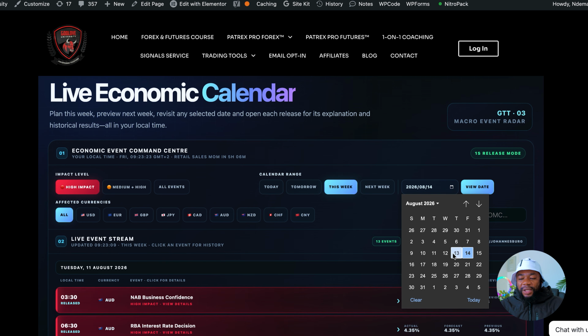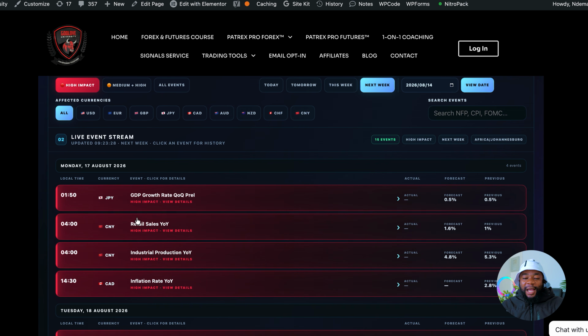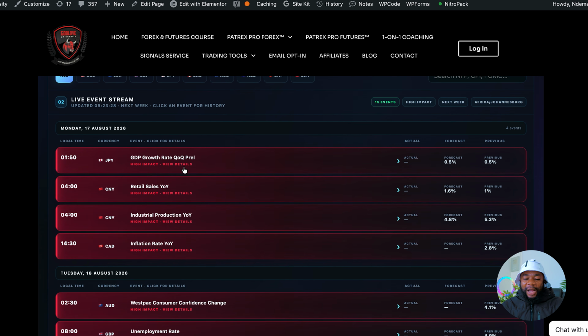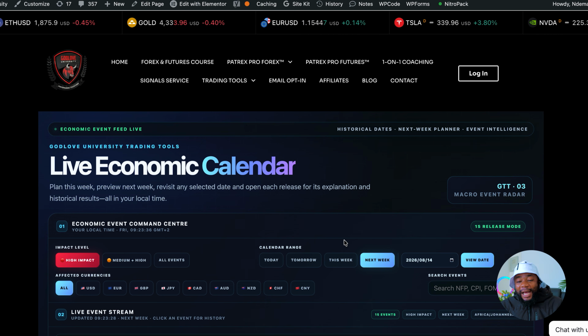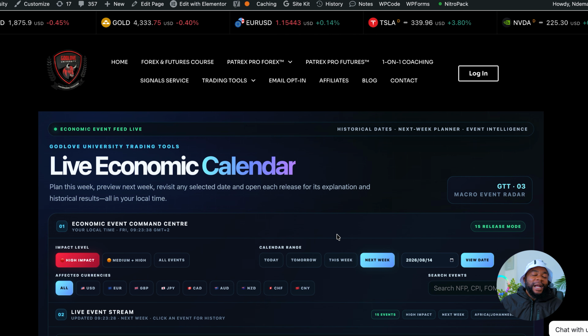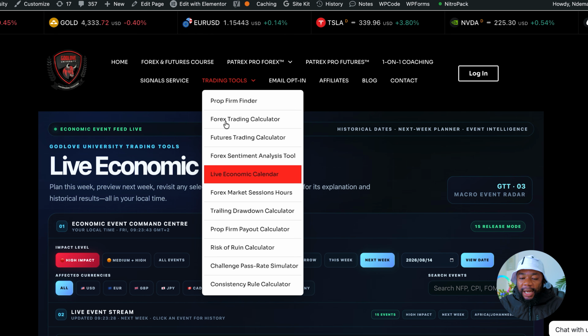You can also filter according to date. Maybe you want to see a particular date, or maybe news events that are going to be coming up next week. You can already click there. This is next week. Next week, we have a lot of news events coming up. You can see from Monday to Friday. That is everything you need when it comes to news trading, bro. It's right there on our economic calendar.